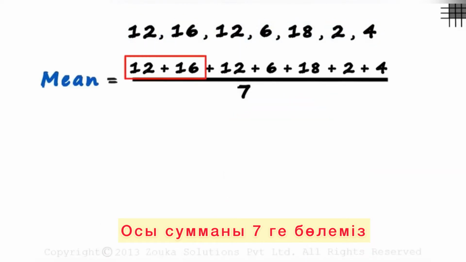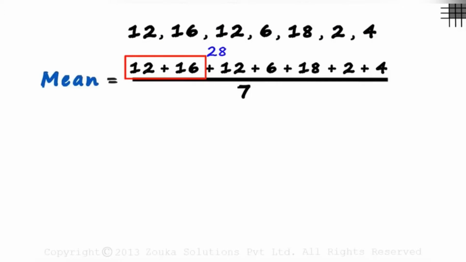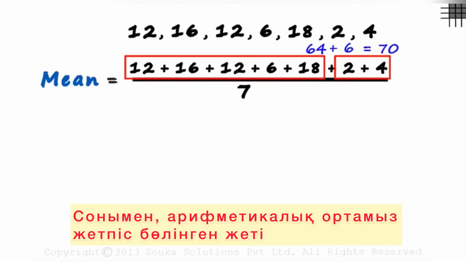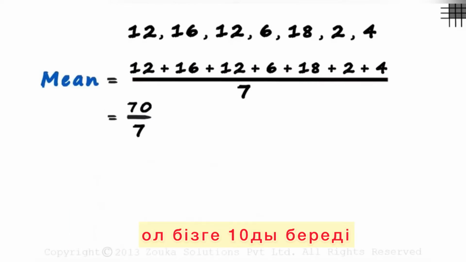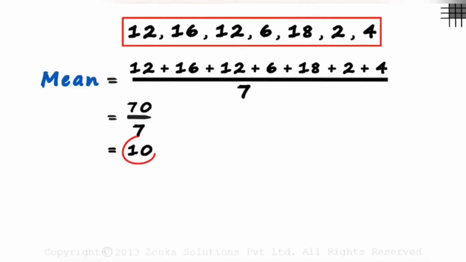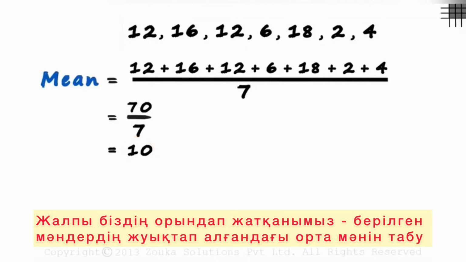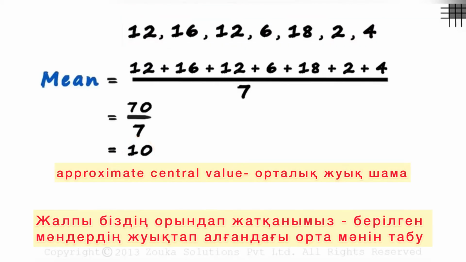12 plus 16 is 28. 28 plus 12 is 40. 40 plus 6 is 46. 46 plus 18 is 64. And 64 plus 6 is 70. So the mean would equal 70 divided by 7. That gives us 10. So the mean of these 7 numbers is 10. What we are basically doing is finding an approximate central value of a given set of values.